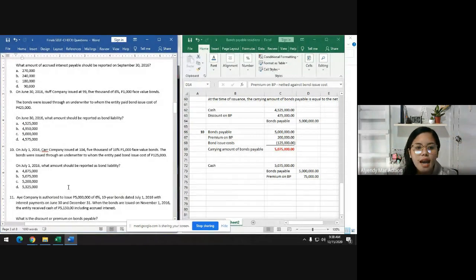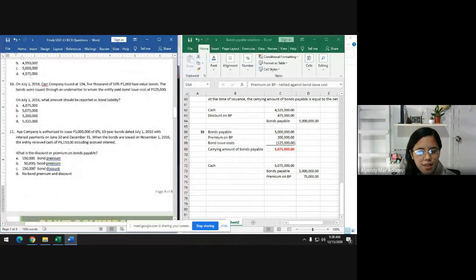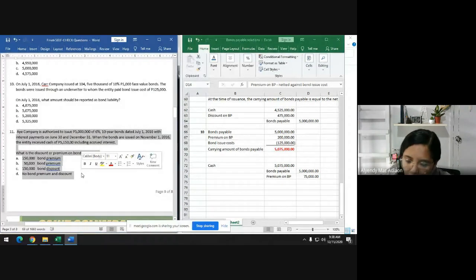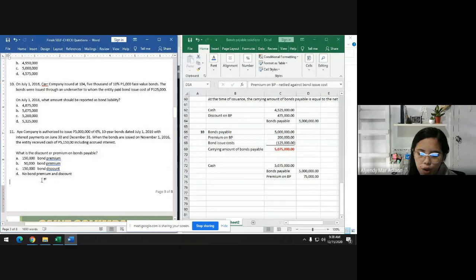Okay, proceed to number 11. Anyway, question: what is the discount or premium on bonds payable?